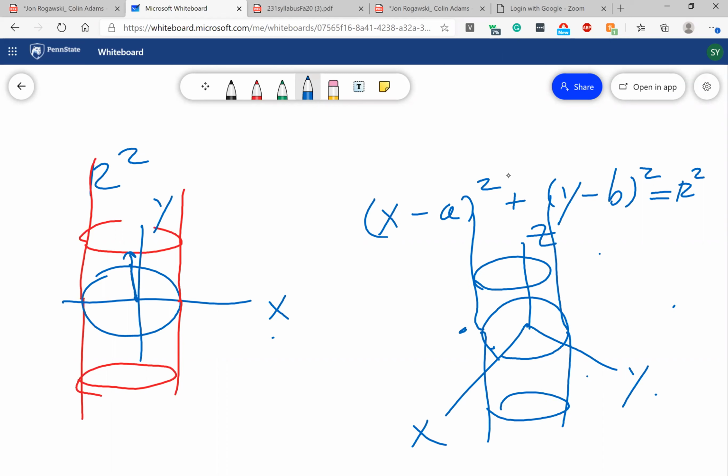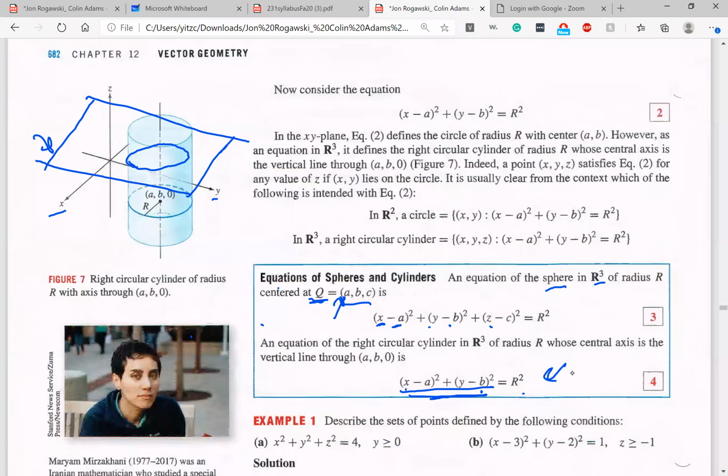So that's why this gives us the equation of a cylinder. Any questions so far about the equation for circles or for cylinders?